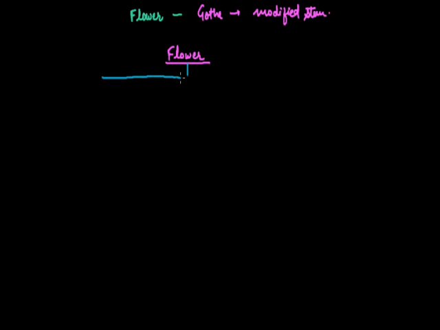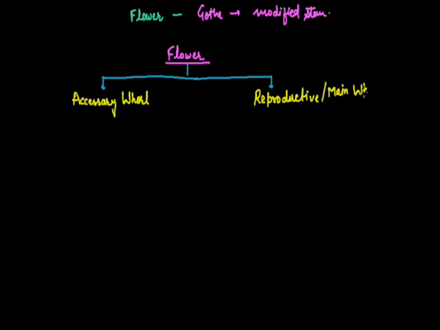A flower is made up of two structures. The first one is known as the accessory whorl and the second one is the main whorl or reproductive whorl. Whorl means the cyclic arrangement of leaves found on the stem. This accessory whorl can be further categorized on the basis of pigmentation. The first whorl is known as the whorl of sepals, that means calyx, and another one is known as the whorl of petals, that is corolla.